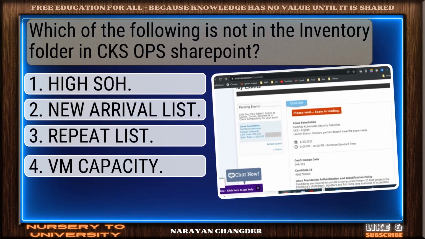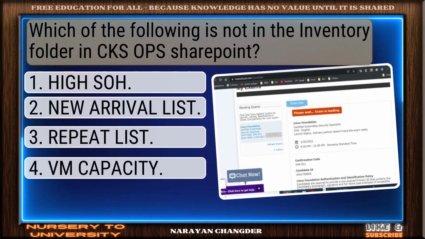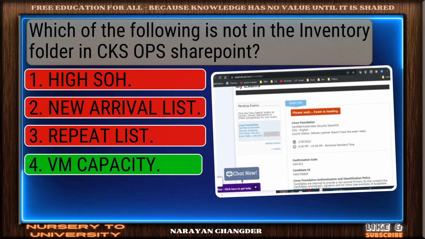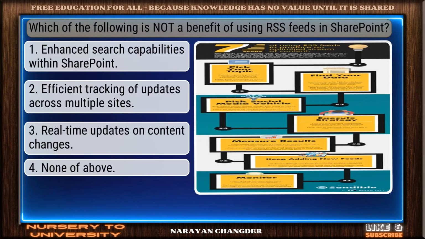Question number 30. Which of the following is not in the inventory folder in 6ops SharePoint? Well reasoned. VM capacity is the correct choice.